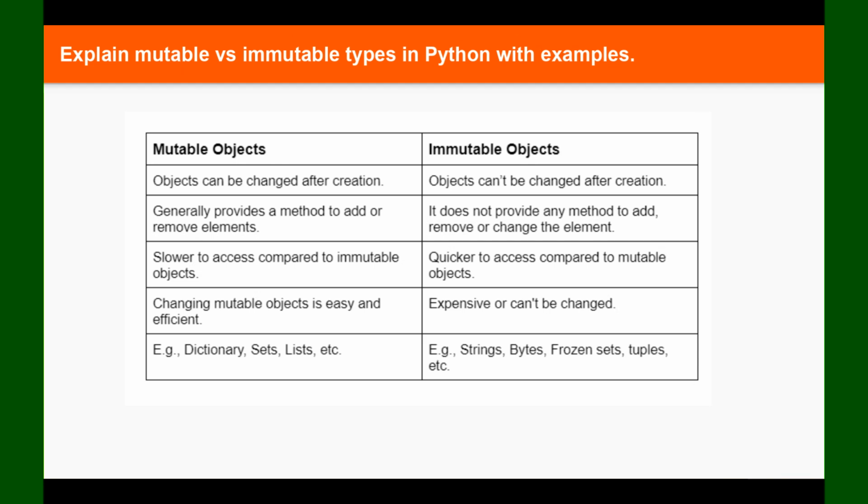Mutable is slower to access compared to immutable. Changing mutable objects is easy and efficient, as we discussed before, but immutable objects cannot be changed. For example, mutable objects are dictionaries, sets, and lists. Immutable ones are strings, bytes, frozen sets, and tuples.